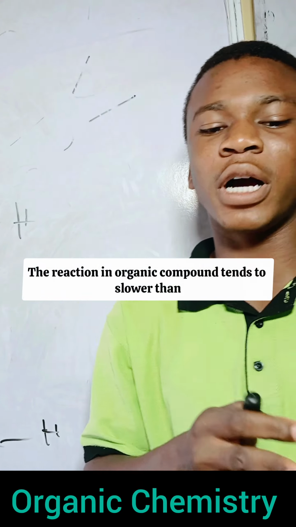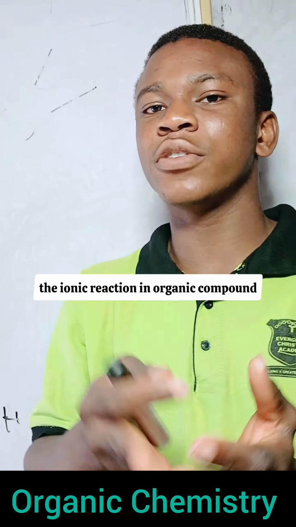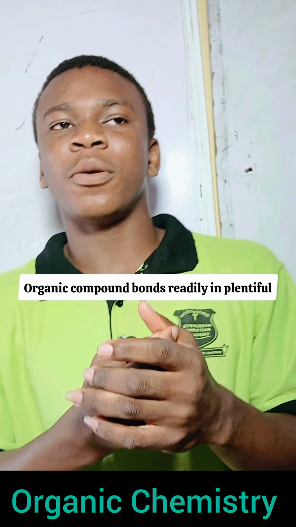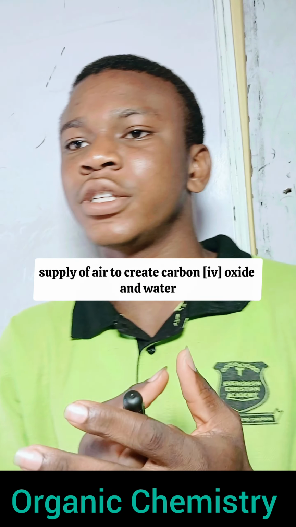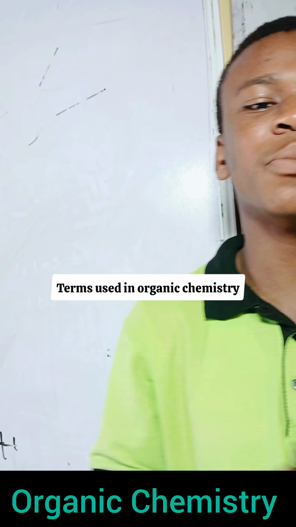The reactions in organic compounds tend to be slower than the ionic reactions in inorganic compounds. Organic compounds burn typically in a plentiful supply of air to create carbon dioxide and water. Terms used in organic chemistry.